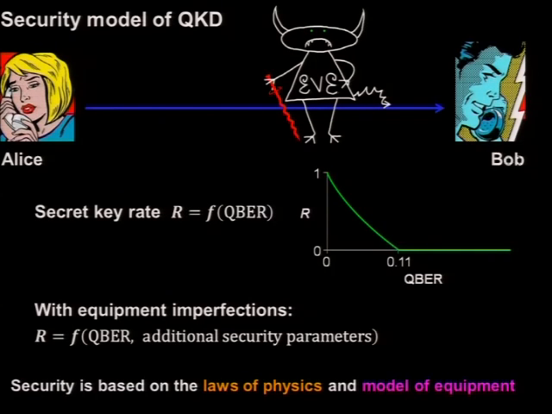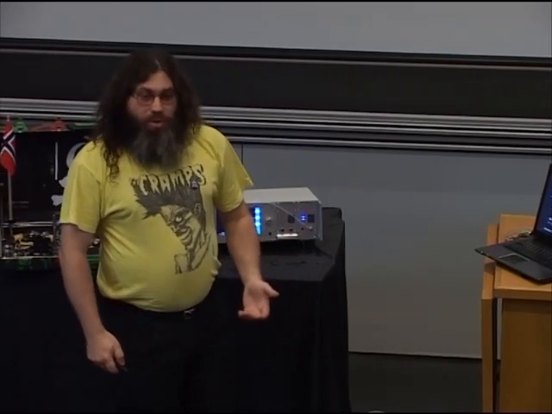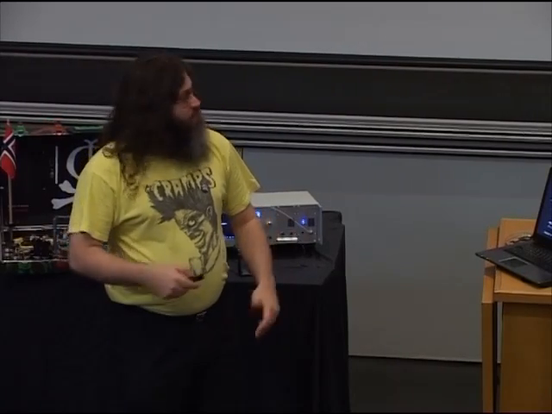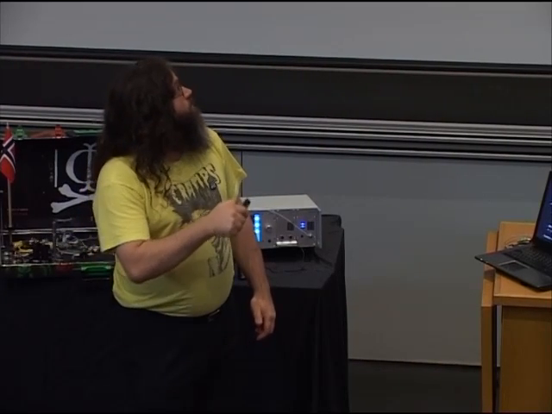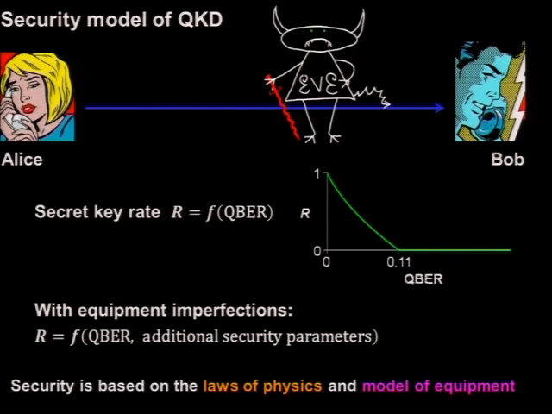The beauty of quantum cryptography is its security model. The security of quantum cryptography is based on the laws of physics. Unlike conventional cryptography, where the security is based on unproven mathematical assumptions, quantum cryptography starts with the laws of physics. It also starts with the model of the real equipment that Alice and Bob have, and proceeds with a mathematical derivation called the proof of security. The derivation, starting with those two assumptions, arrives at an equation for the secret key rate.